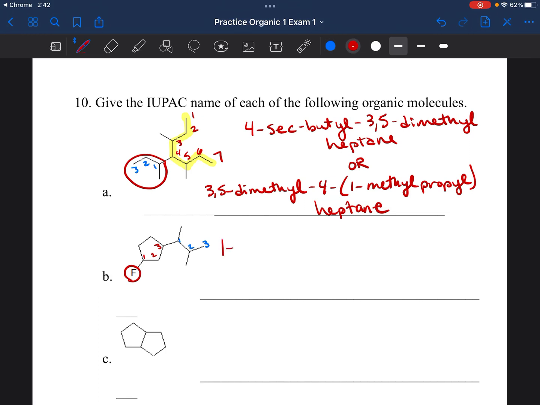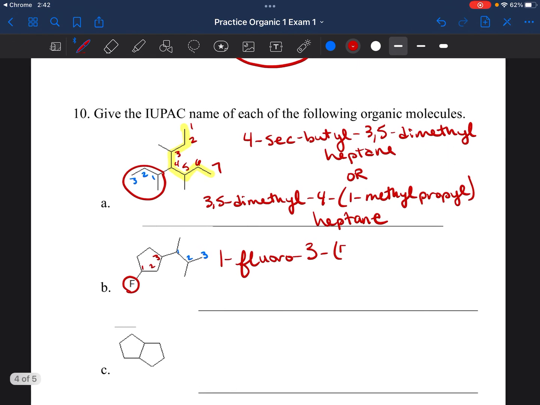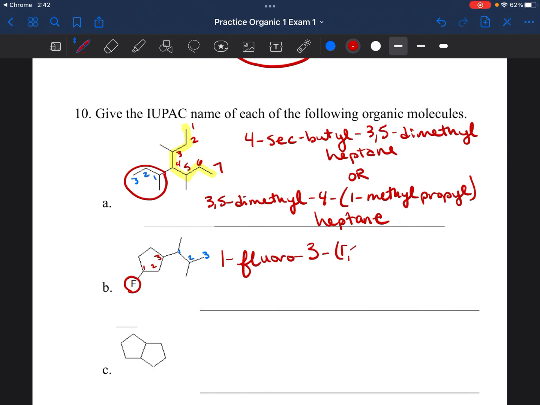So when we're numbering this, it'll be 1 fluoro, 3, open parentheses, 1, 2, dimethyl propyl. We don't have a common name for that one. Cyclopentane.